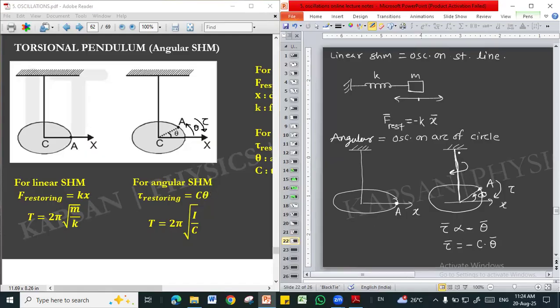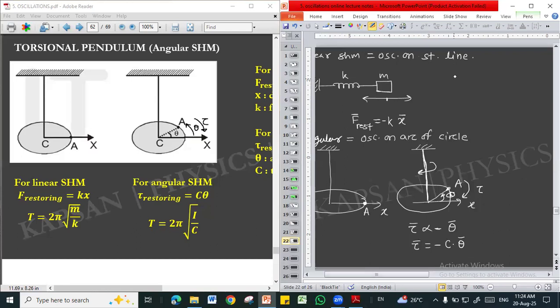Now, what is the time period of linear SHM? It is 2 pi into root of oscillating mass upon k. Like that, the time period of angular SHM is 2 pi into root of moment of inertia about the axis of rotation or axis of oscillation. Instead of mass, now you will have moment of inertia, and instead of k, now you will have c.